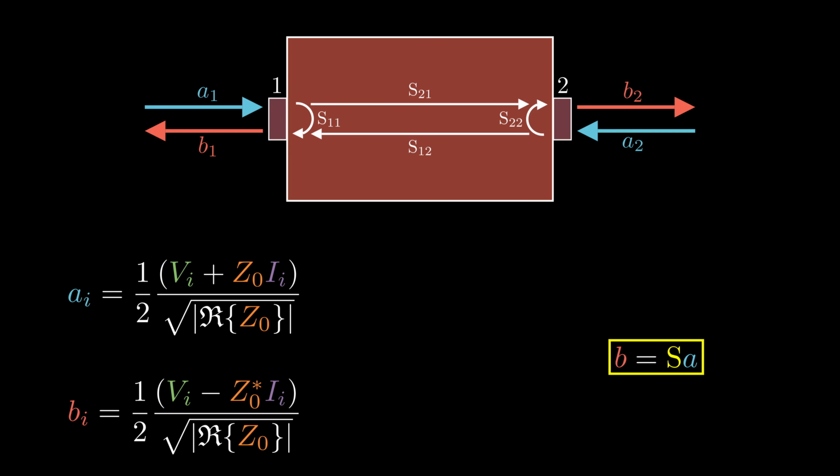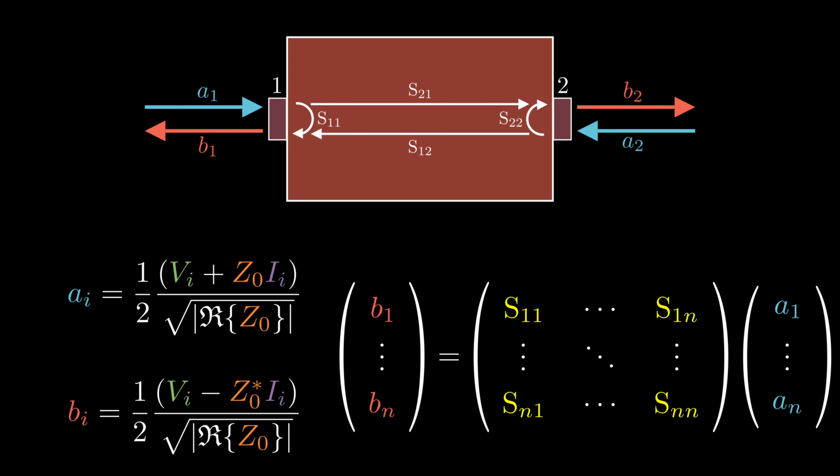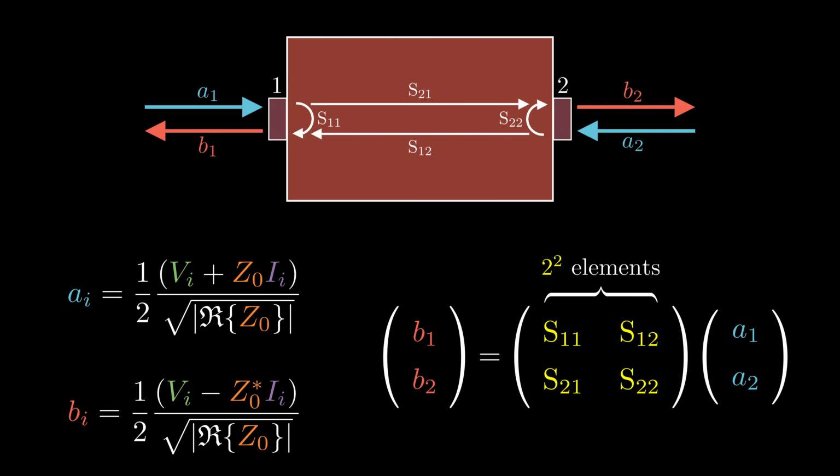The relation between the incident and transmitted or reflected waves can be expressed using a square matrix known as the S-parameter matrix. This matrix consists of n squared elements, where n is simply the number of ports of the network. In the case of a two-port device, for example, the S matrix consists of 4 elements.